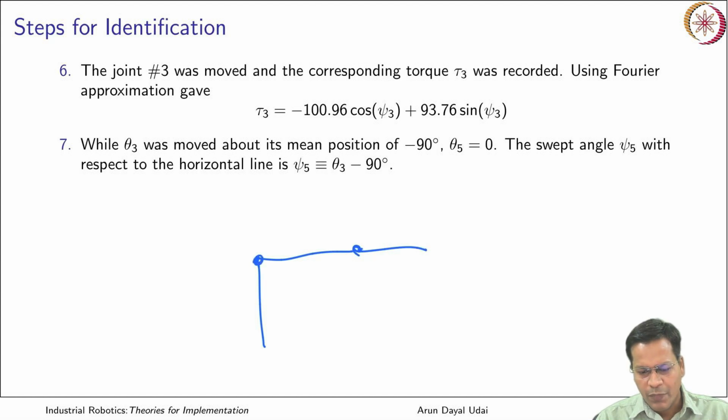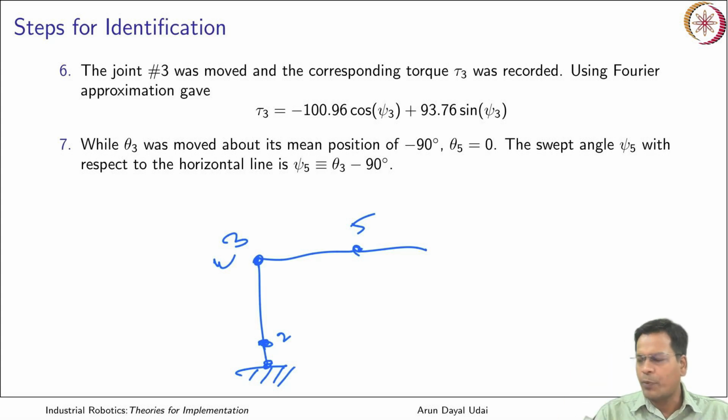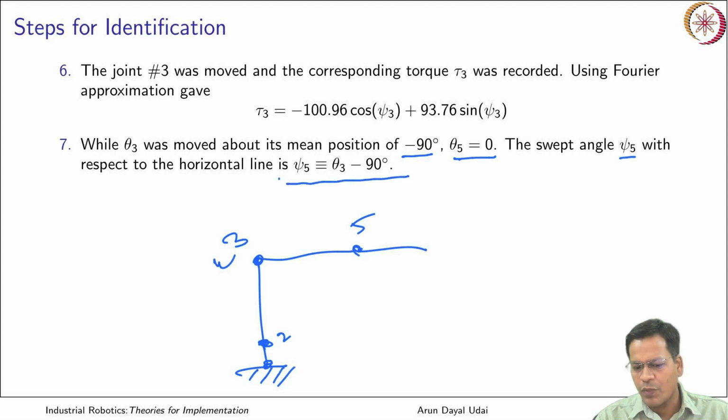So this is your link, these are your axes, and this is your second link, this is your third, and this is your fifth. Okay, so now I am talking about this. It was in elbow position like that, that is the cannon position. In that case it was having minus 90 degrees, theta 5 is equal to 0. And the swept angle psi 5 with respect to the horizontal line will be given as this.